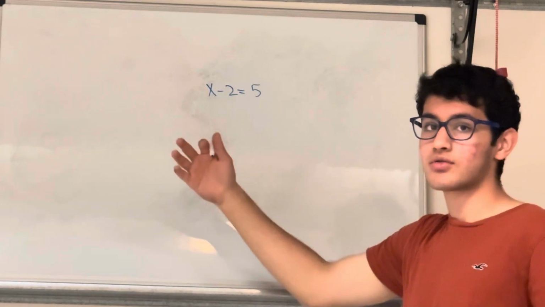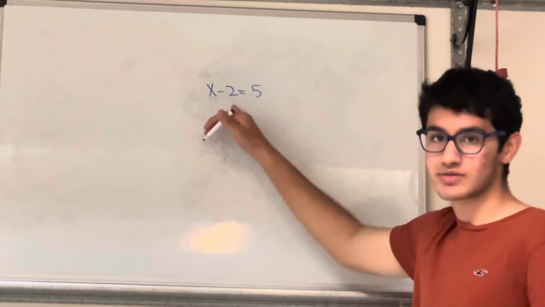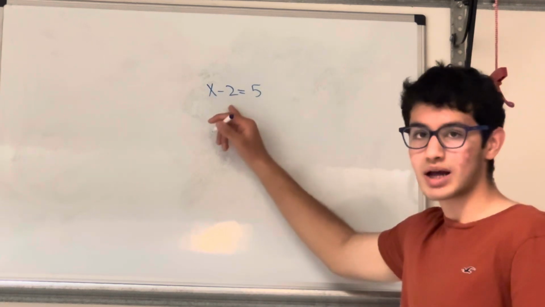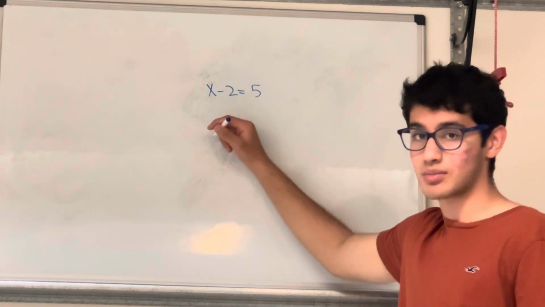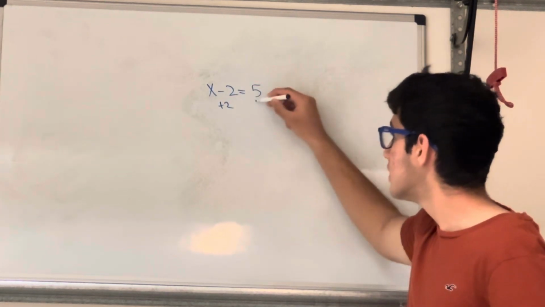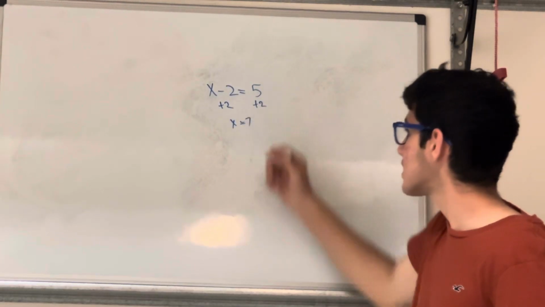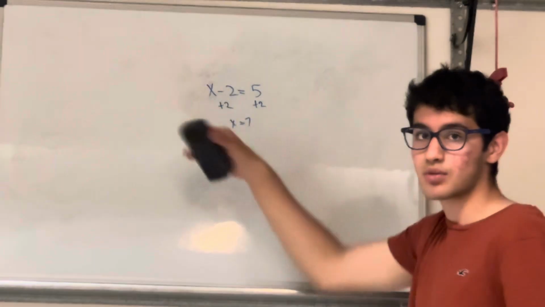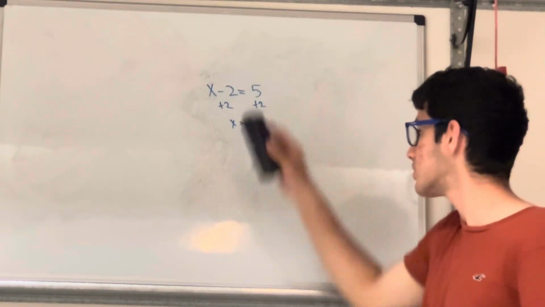To get rid of the negative 2, we use the inverse process of subtraction, which is addition. It's just something that undoes the other. So when you subtract something, to undo that, you add that same something back. So we did plus 2, and this gave us x equals 7. Right? So it's fairly straightforward here. You just isolated x, and when you isolate it, you have what it's equal to.